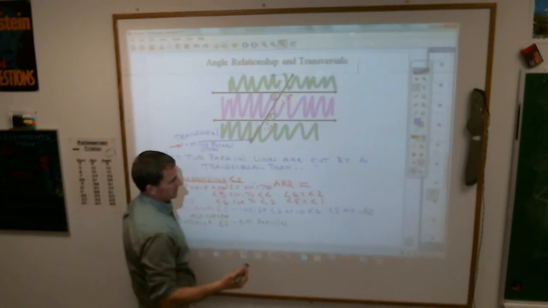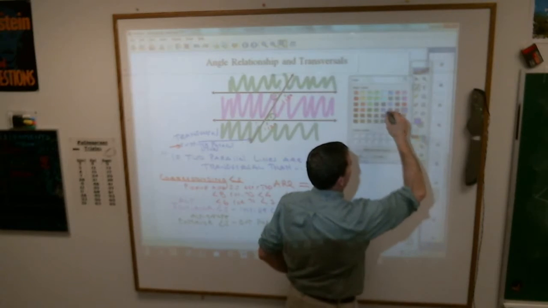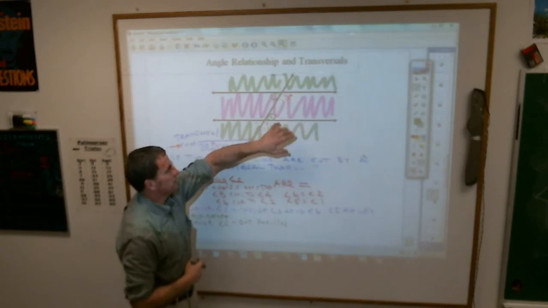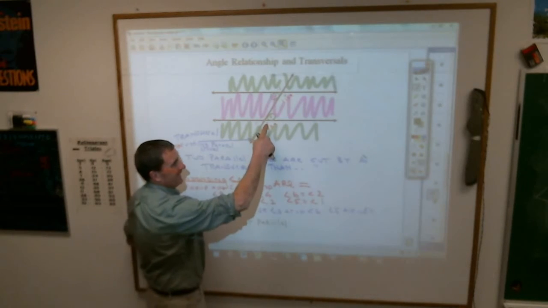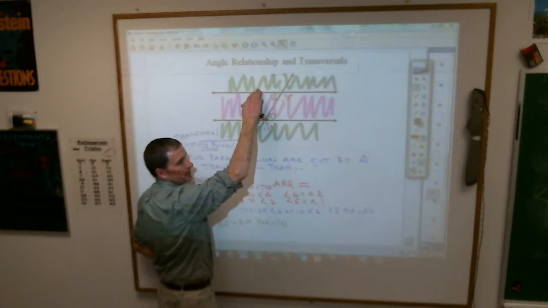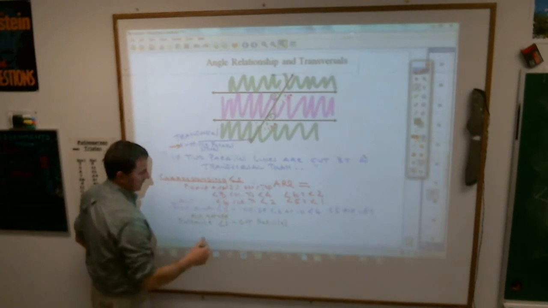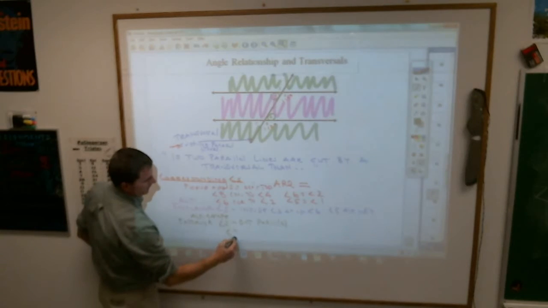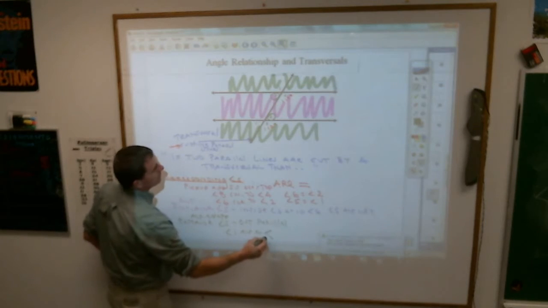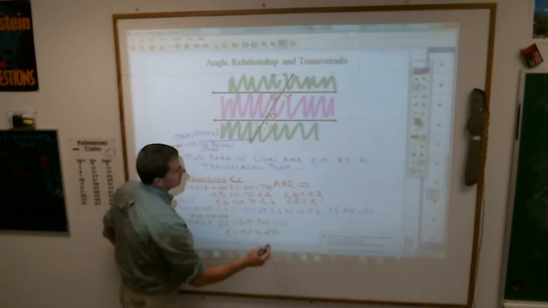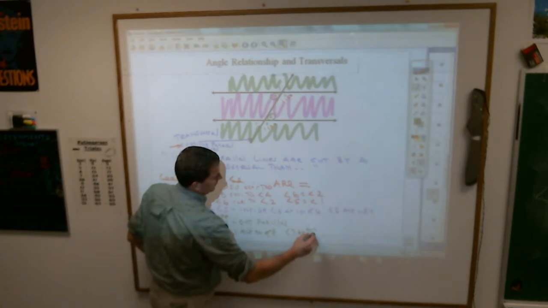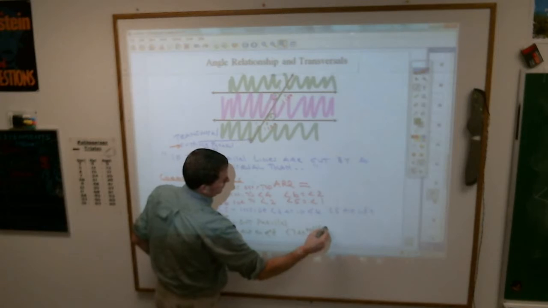Same thing is true for the exterior ones. Alternate exterior means the same thing. You've got 4 exterior angles, angle 1, 2, 7, and 8. Angle 8 is an alternate exterior to angle 1. You have to go to the other side of the transversal. So angle 1 is an alternate exterior to angle 8, as is angle 7 alternate exterior to angle 2.